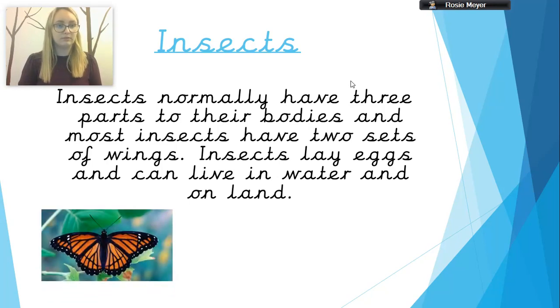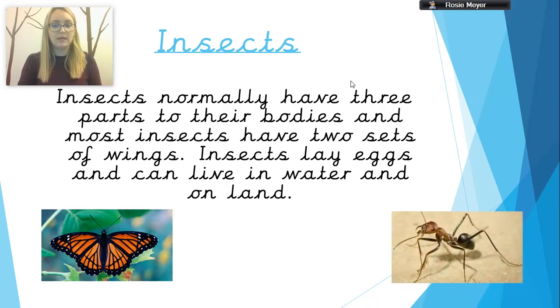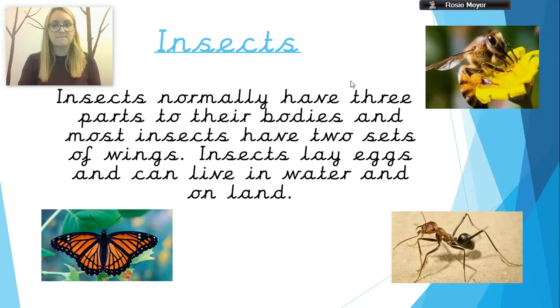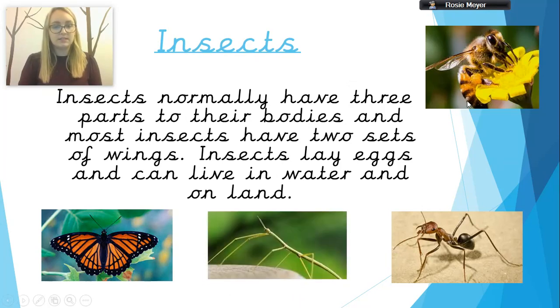So we've got a butterfly here that has 3 parts to its body, and it has 2 sets of wings. We've got an ant here. He's got 3 parts to his body, but he hasn't got any wings. We've got a bee who's got 3 parts to their body and 2 sets of wings. We've got a stick insect who has 3 parts to their body but no wings.